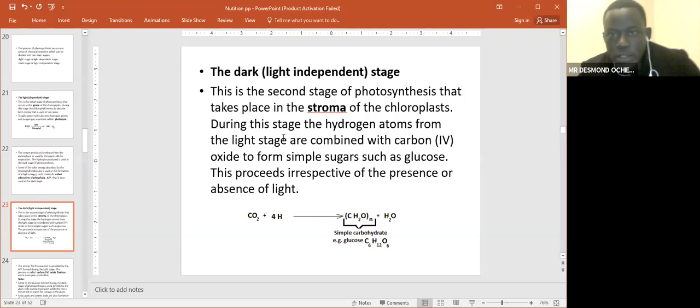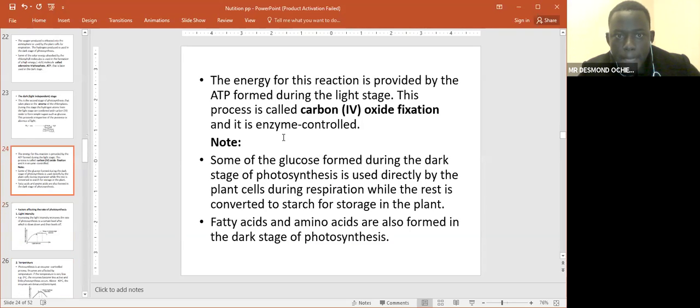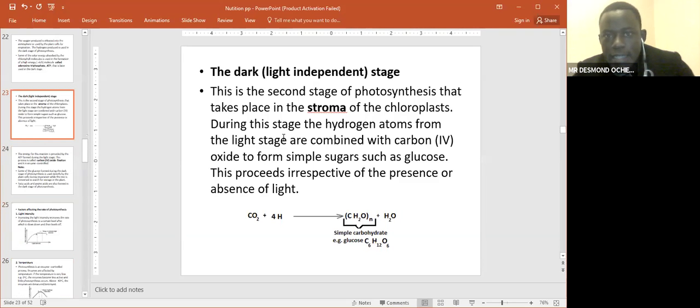Very fast, I want to finish by looking at the dark stage, or what we call the light independent stage. We only have 2 minutes left. When we talk about the dark stage, or the light independent stage, this is a stage that does not require light. It is independent of light. It happens in the absence of light, okay? So this is the second stage of photosynthesis that takes place in the stroma of the chloroplast.